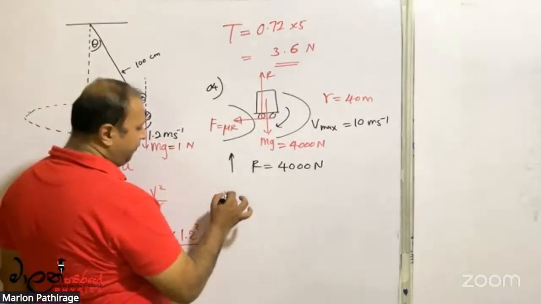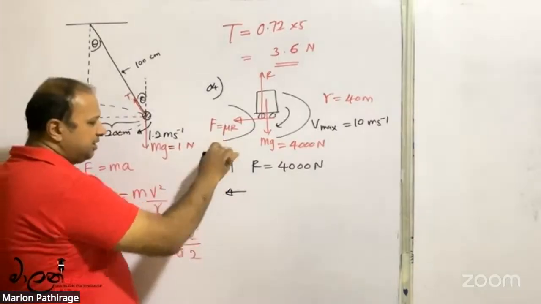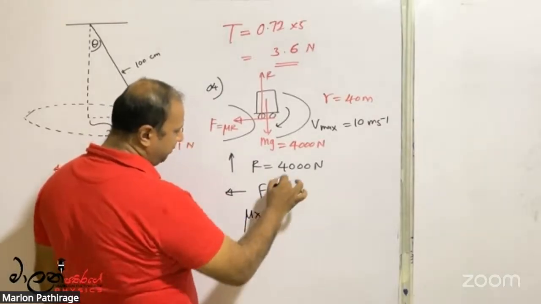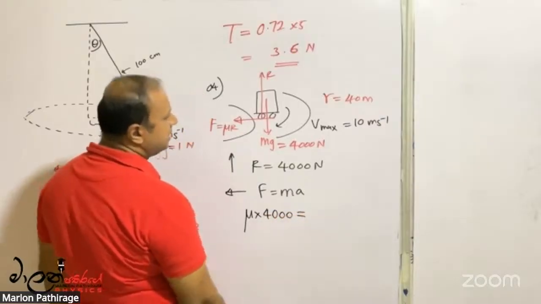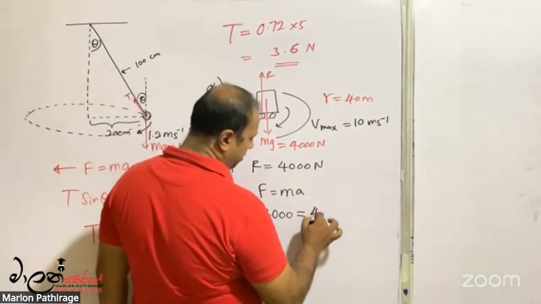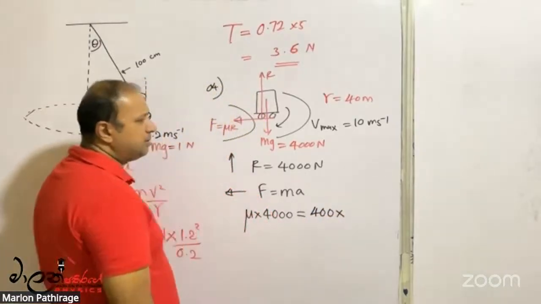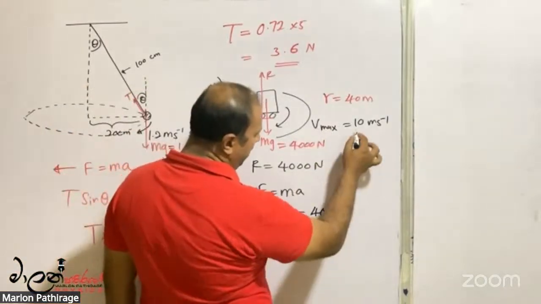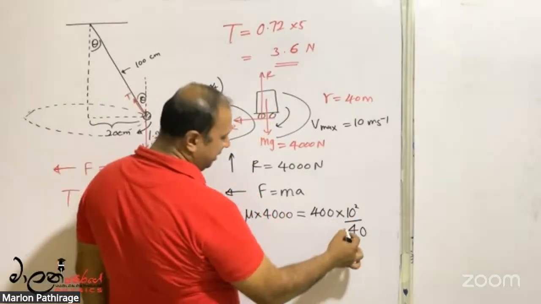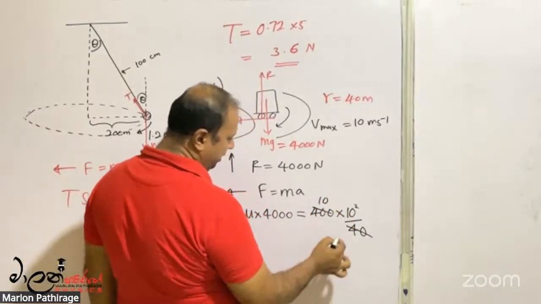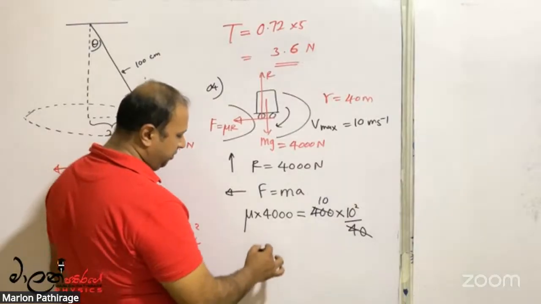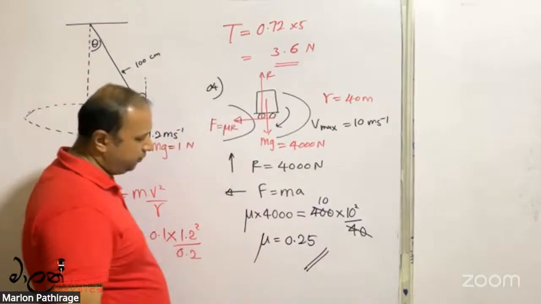If I apply F equals ma on this side, the force is mu into R, which means mu times 4,000 is equal to ma. M is 400 kilograms, and acceleration is v squared over r, which means 10 squared over 40. So mu equals 0.25.